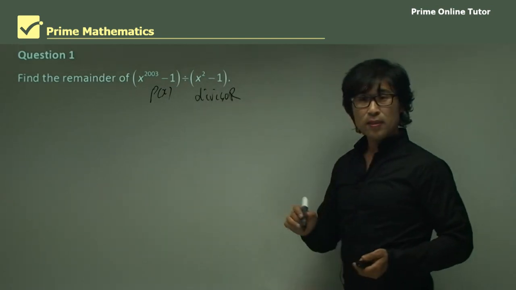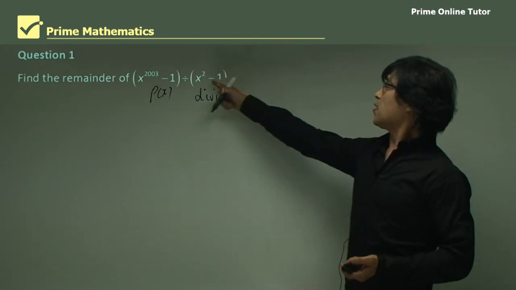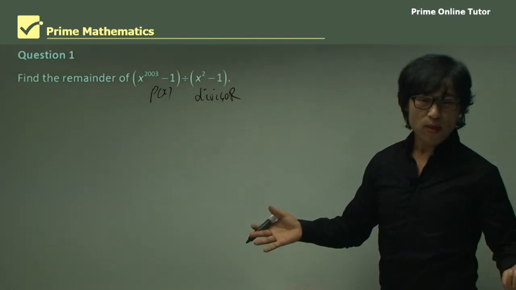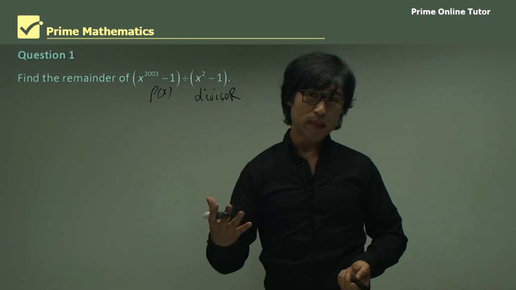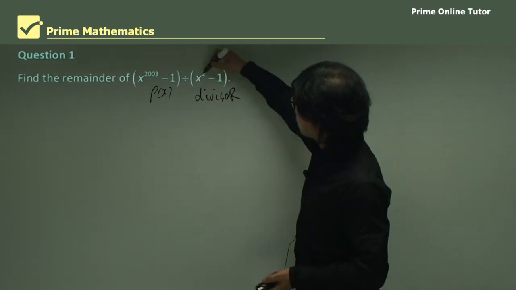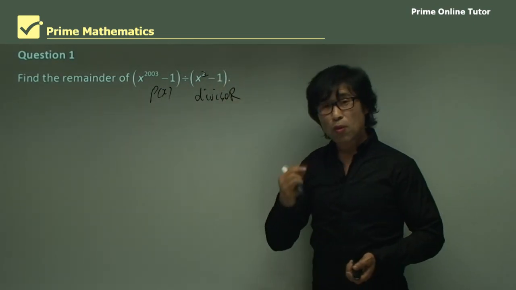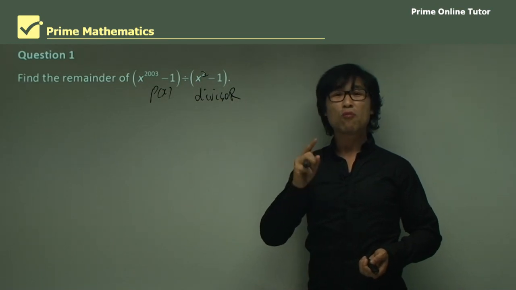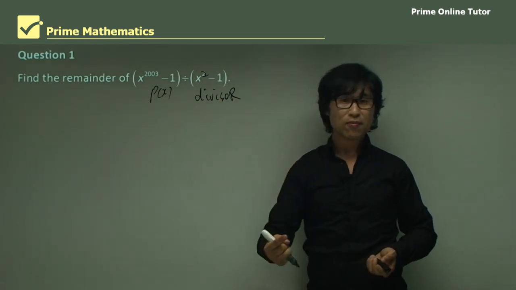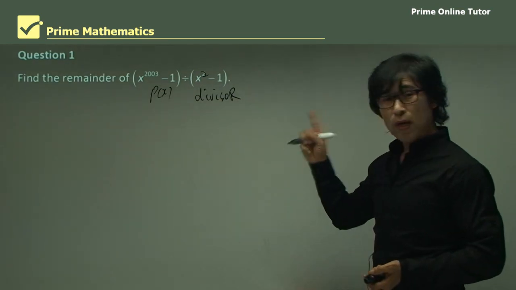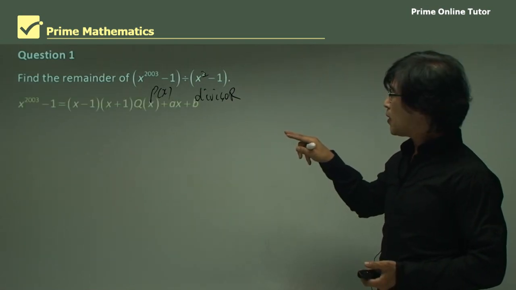Divisor, okay? You understand, guys? So the divisor is a quadratic. So what do you think about the format of the remainder? It's a square, so the format of the remainder should be a power of 1, which is a linear format. Okay, let's try to write what you have to do.